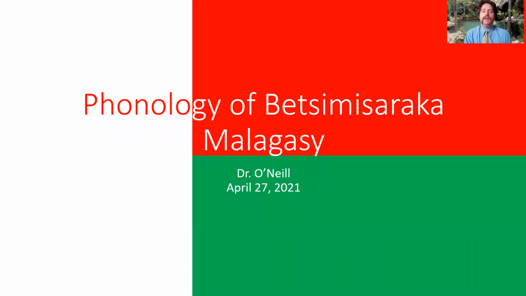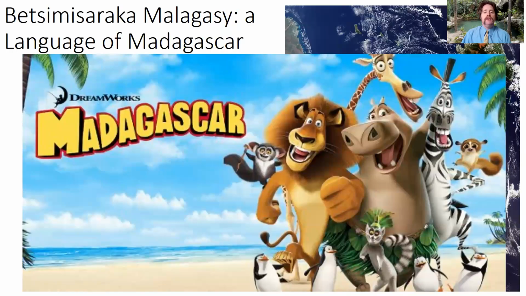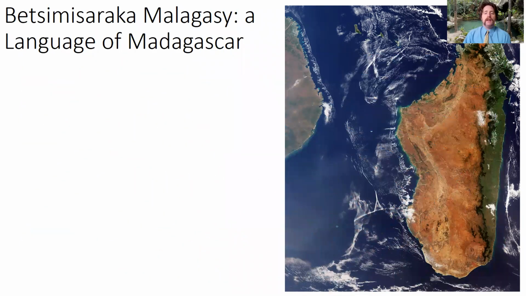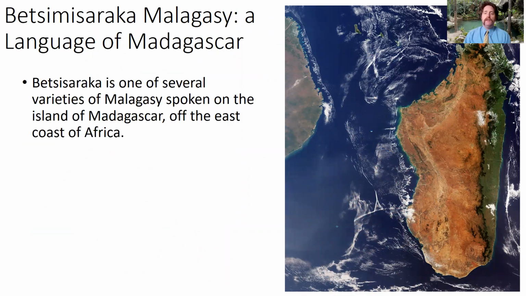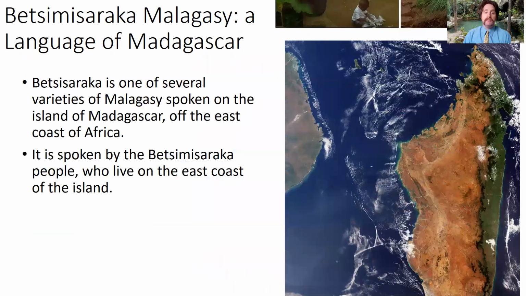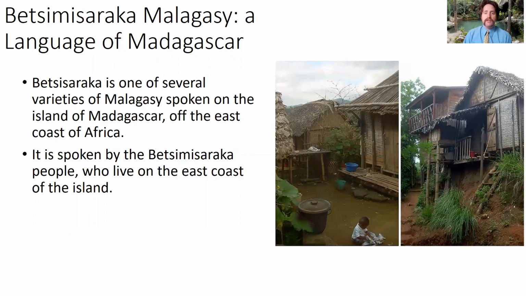This is Dr. O'Neill. Today I'm going to talk about the phonology of Betsimisaraka Malagasy. That's a language spoken in Madagascar. So when you picture Madagascar, what you might picture is the famous children's movie Madagascar, but today we'll be talking about the real Madagascar. That's an island off the east coast of Africa where the Malagasy languages are spoken. Betsimisaraka is one of those languages that's spoken on the east coast of the island.